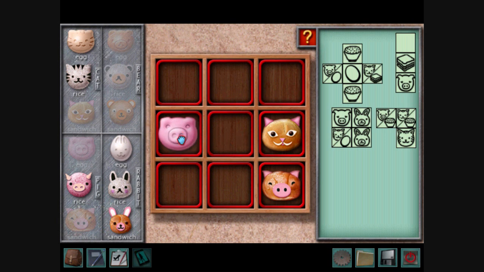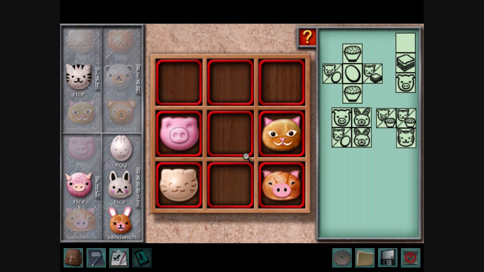Well, let's see. I know this pig right over here is probably the pig in the 2x2 spot because the only remaining pig is going to be pig rice next to a cat. So this must be a pig next to a rabbit. Here's a rabbit, and here's the cat egg.